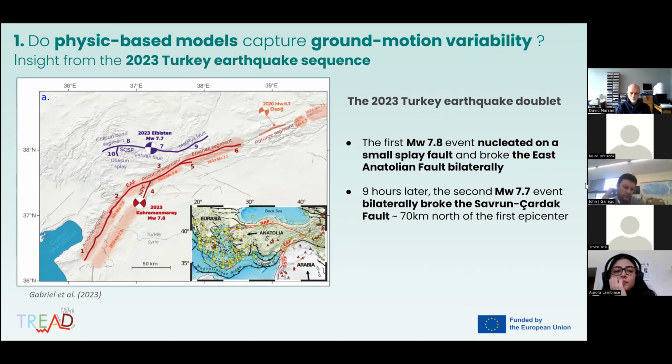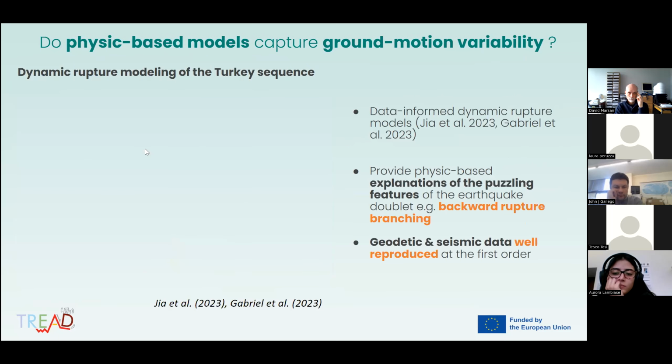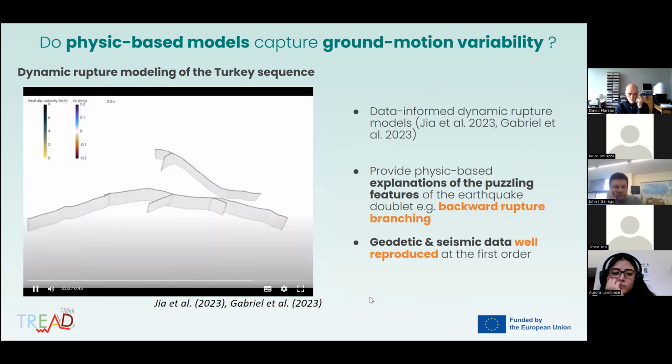So first of all, this event was an earthquake doublet, with the first event nucleating on this fault over here, and then branching onto the East Anatolian fault, producing a 7.8 magnitude event. And then 9 hours later, there was the second event, which occurred on this fault. And this was a 7.7 magnitude event.